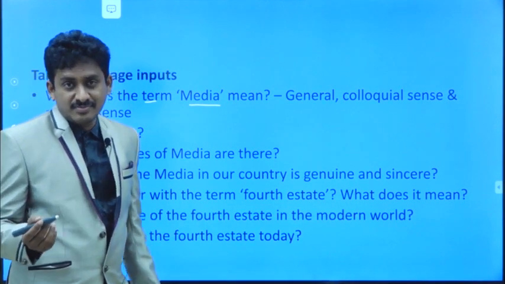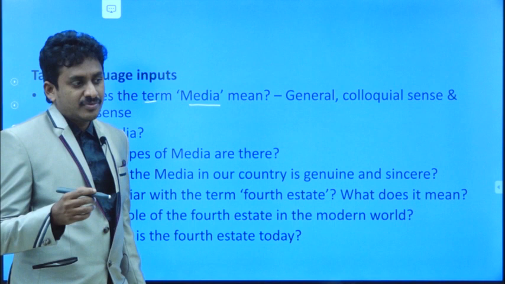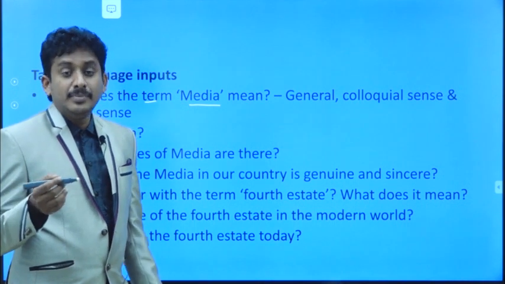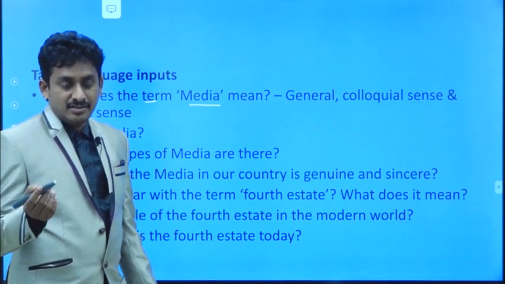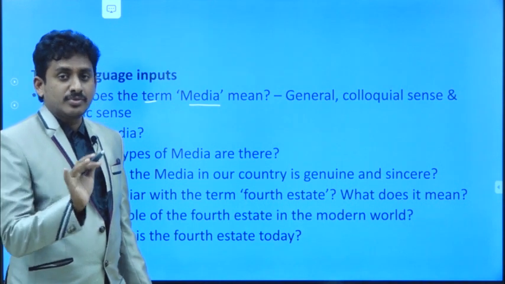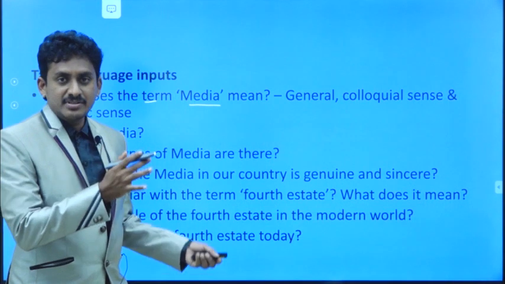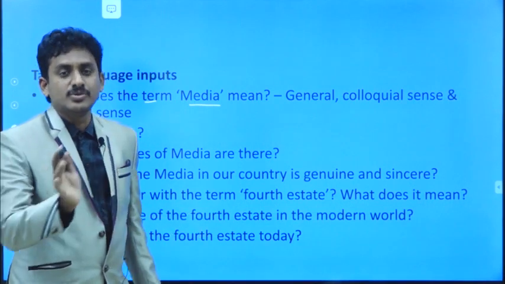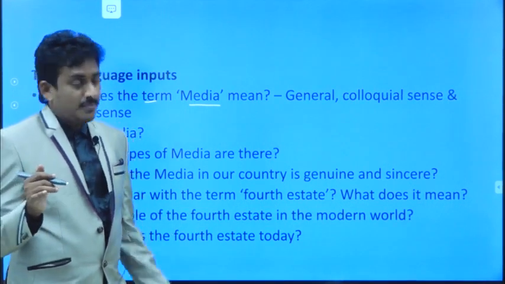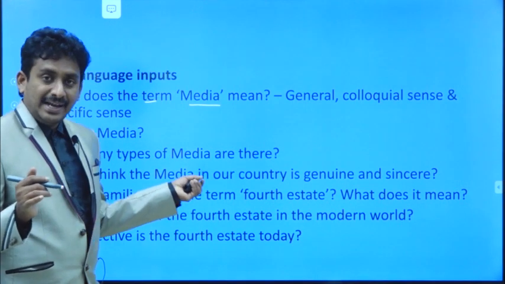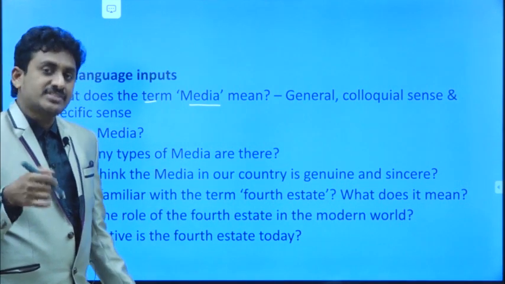You can just imagine that there are different kinds of media. If you go back, in the beginning, there was only one kind of media. Before that, the people used to spread the news. It was just the mouth publicity. If something happened somewhere, the people used to just spread the news. There was no media. So, the media played a very important role after that.